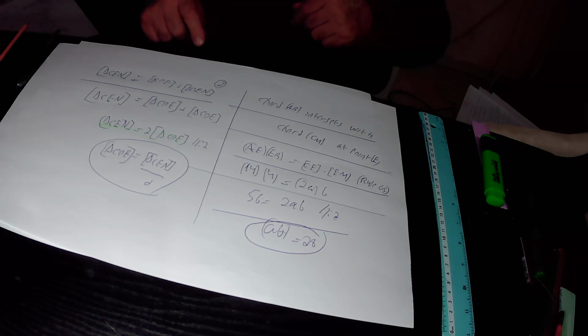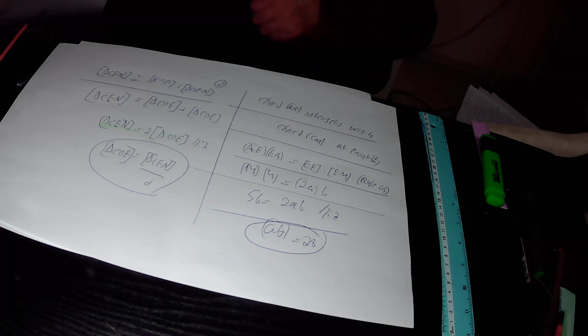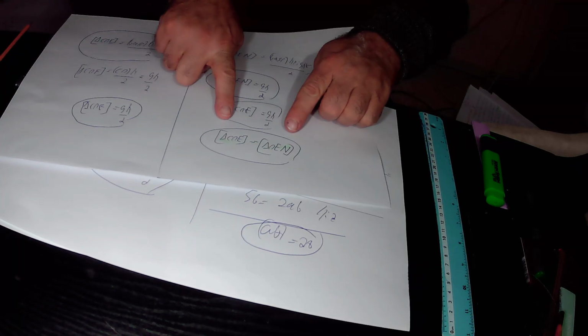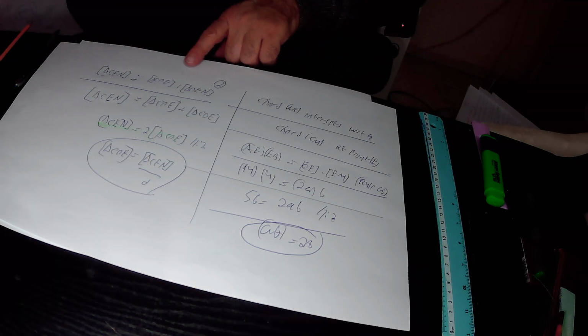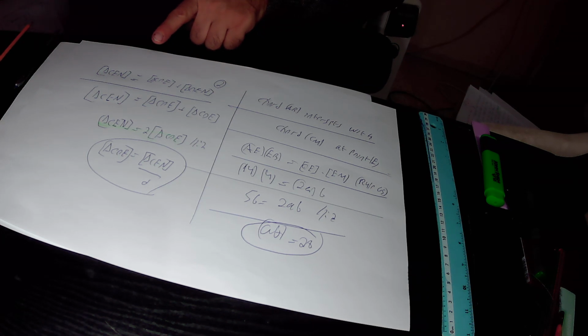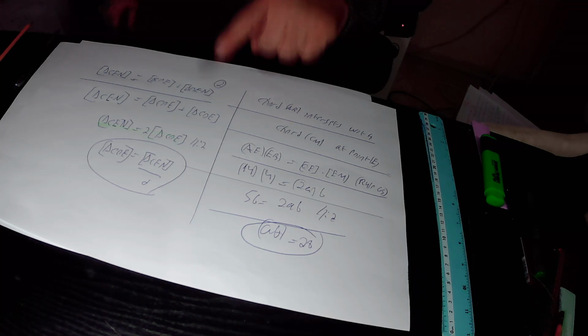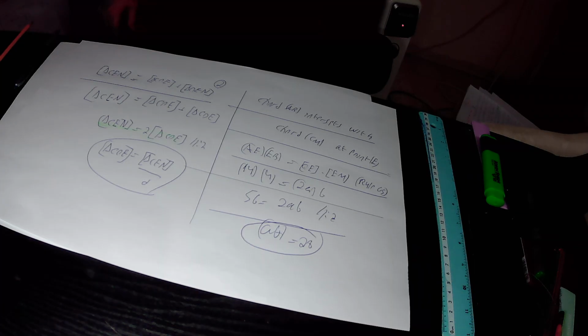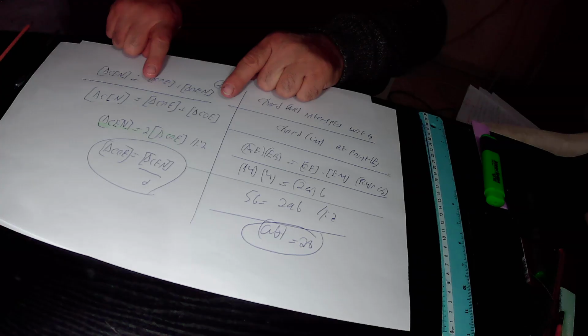But we already found out that the area of triangle COE equals the area of triangle OEN. Therefore, we can substitute: the area of the big triangle CN equals the area of triangle COE plus the area of triangle COE. We substitute the area of triangle OEN by the area of triangle COE because they are equal to each other.